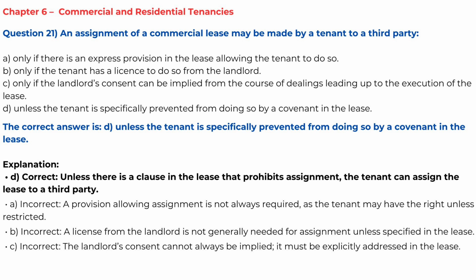A, incorrect. A provision allowing assignment is not always required, as the tenant may have the right unless restricted. B, incorrect. A license from the landlord is not generally needed for assignment unless specified in the lease. C, incorrect. The landlord's consent cannot always be implied. It must be explicitly addressed in the lease.